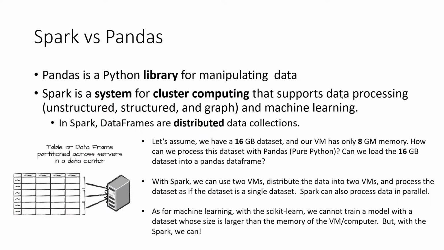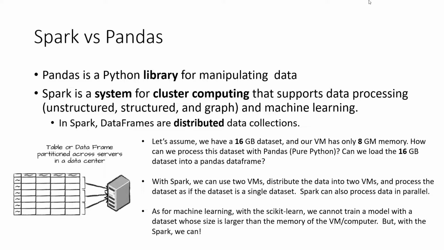I assume most of you have been using Pandas for processing data. The Spark data frame API is quite similar to the Pandas data frame. However, Pandas and Spark are almost completely different types of tools. Pandas is just a Python library for manipulating data, but Spark is not a simple library. It is a system. It's a distributed system for cluster computing. So we can use a cluster of computers to process the data. It can also process different types of data, and also supports advanced analytics such as machine learning.